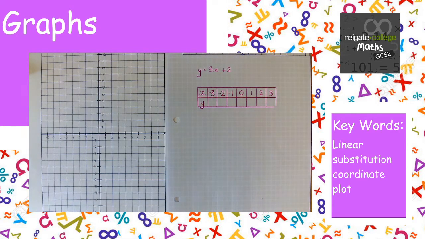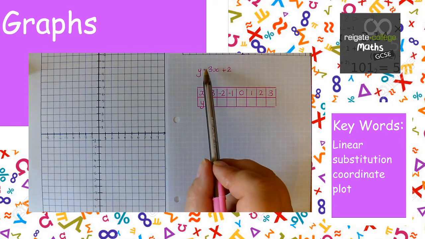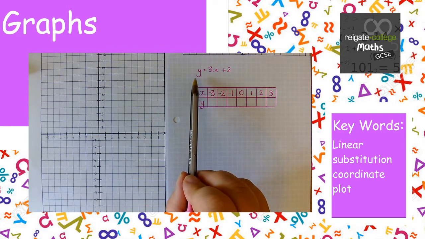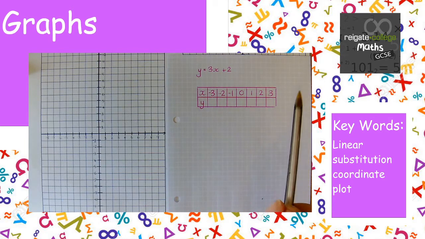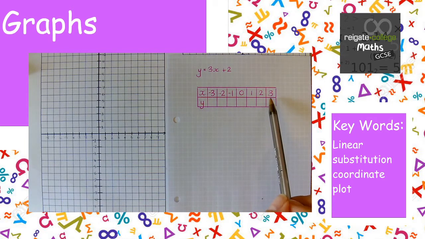And now this is a process of substitution. Each individual value for x I'm going to substitute in this equation here, which will allow me to work out a value for y. As a general rule, I like to start with the positive numbers, so I'm going to start on my grid from the right hand side, 3.